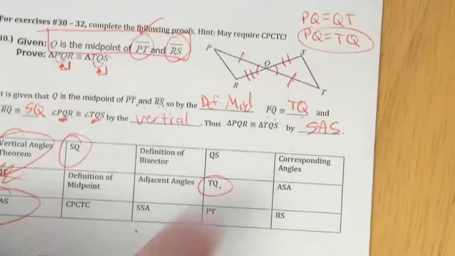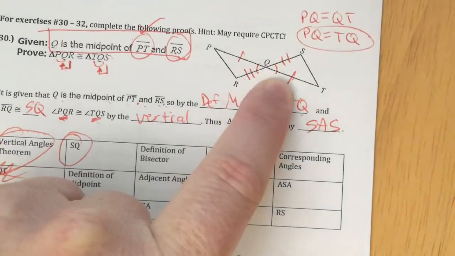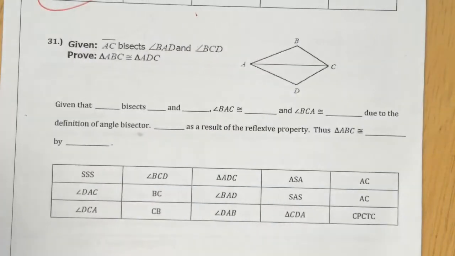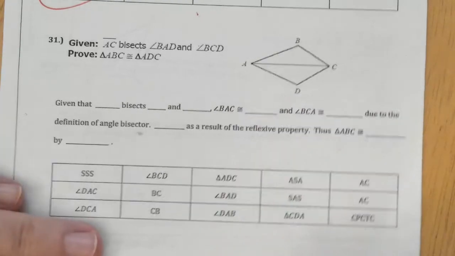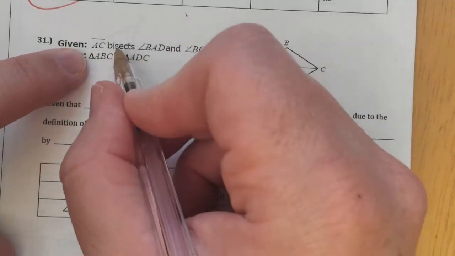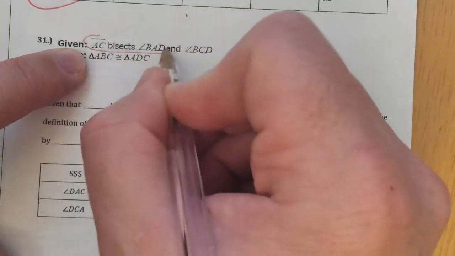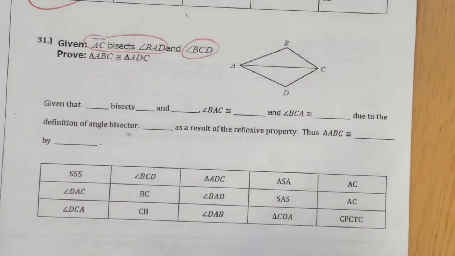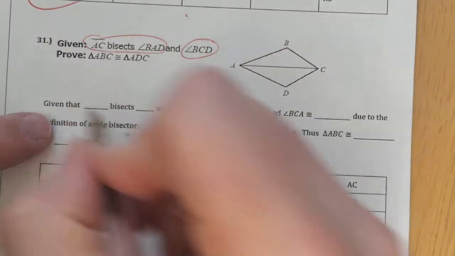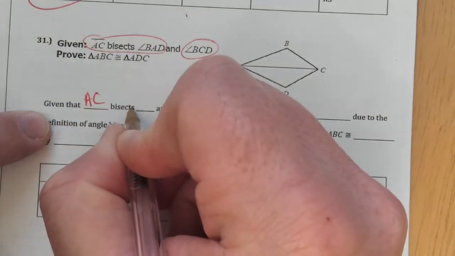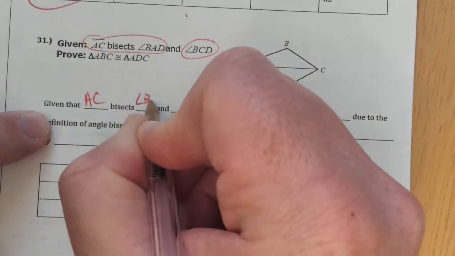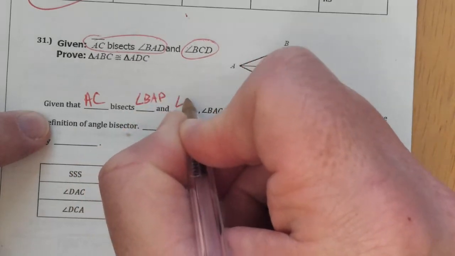All right, let's go to number 31. This is how you label the triangle. That's all I want to see. Okay, 31, label as you go. Here's the answer bank. Let's just put stuff in there. Okay, AC bisects this angle and this angle. So given that, AC bisects angle BAD and angle BCD.